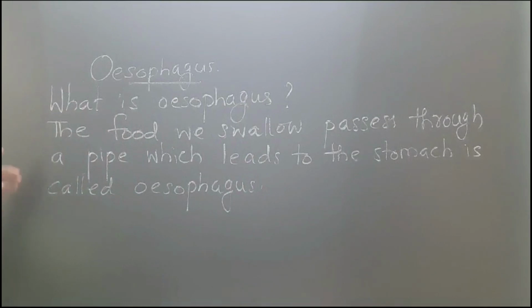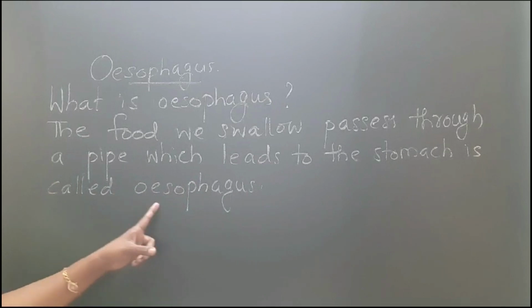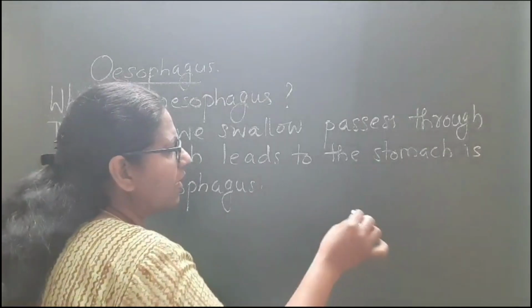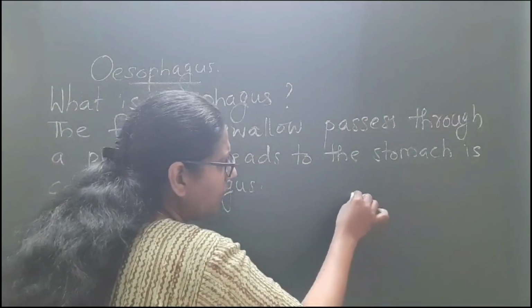What is the esophagus? The food we swallow passes through a pipe from the mouth, a pipe which leads to the stomach, and it is called the esophagus. How the esophagus looks, I have shown you in the diagram.